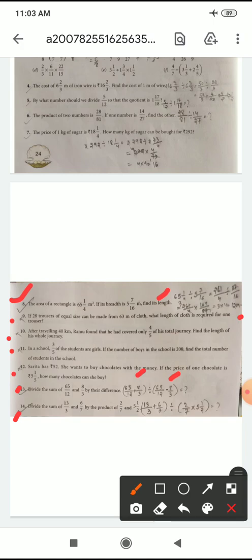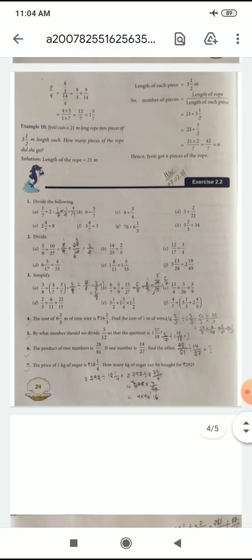Number 14: divide the sum of 13 by 3 and 6 by 7 by the product of 2 by 7 and 5 whole 1 by 2. Here first read the question properly, then understand. Okay. First we find out the sum, 13 by 3 plus 6 by 7. Then the product of 2 by 7 and 5 whole 1 by 2. Then you find out the product. At last you divide.